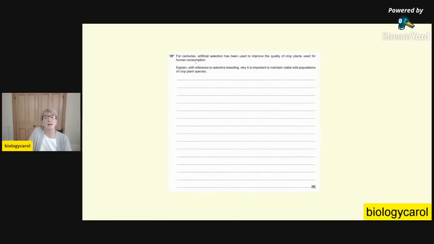Right, for centuries, artificial selection has been used to improve the quality of crop plants used for human consumption. Explain with reference to selective breeding why it is important to maintain viable wild populations of crop plant species. So my immediate thought is that the crop plants that we have come about by stupid amounts of selective breeding. That means we have massively reduced the allelic variety in those populations. We have nothing like the number of alleles in the population of our current crop plants because we have selectively bred out most of them.